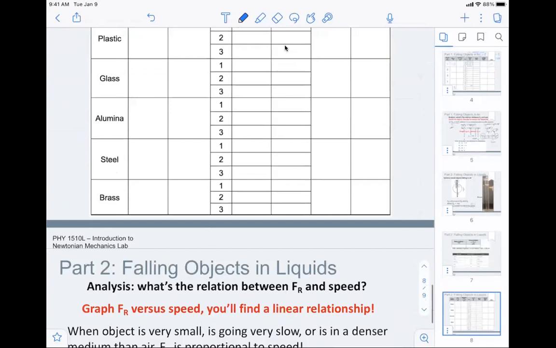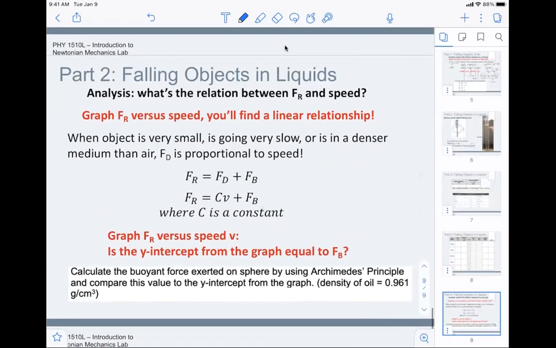Let's not look at the data sheet. Let's take a look at the theory part. So F_R is the drag force plus the buoyant force. Now the drag force, as your data will eventually show, is proportional to velocity, c times v, linearly proportional to velocity, and the buoyant force is just F_B.